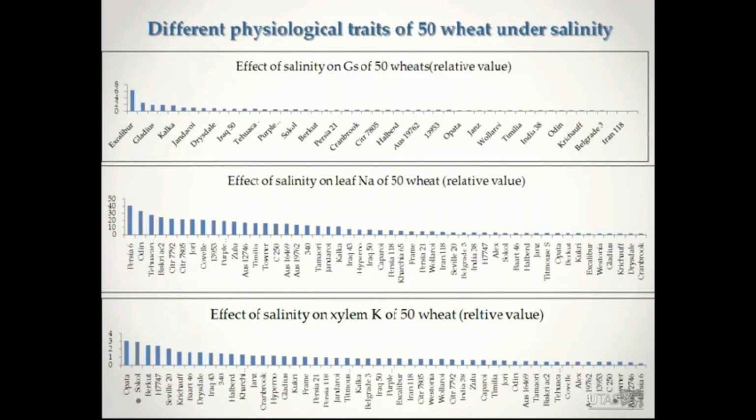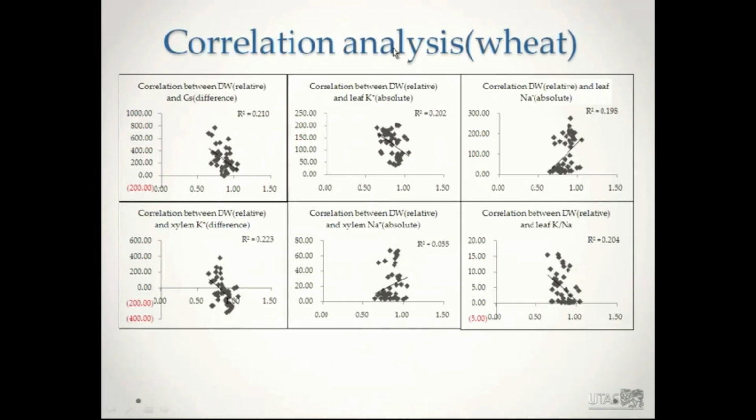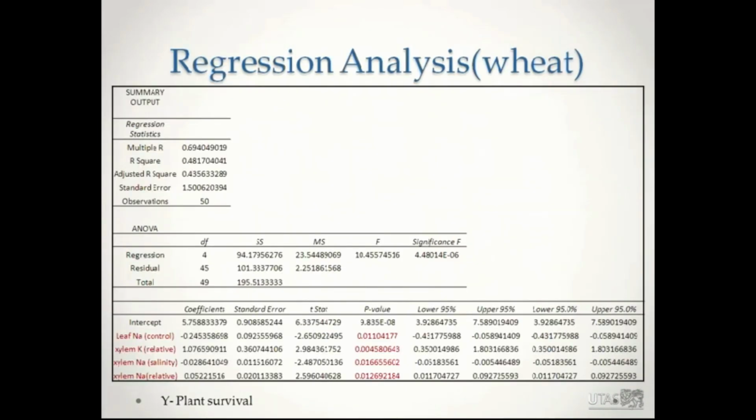So this is some part of the results of the 50 wheats, and still the same as the barley, like the GS, sodium content in leaf, and potassium content in xylem have a significant difference among these 50 wheats. And then the correlation analysis and the regression analysis. From this, we found that both potassium content and sodium content have an obvious correlation with plant survival.